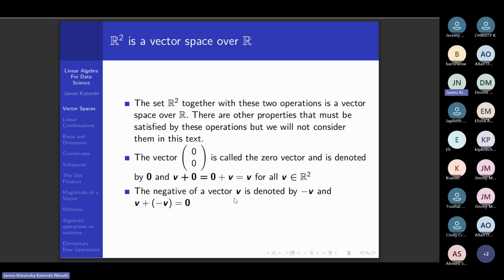The other special vector that we can talk of is the negative of a vector. So if you have a vector v, its negative is denoted by negative v, and negative v is a vector which when added to v will give you the 0 vector. So what this simply means is you multiply what is in v by -1 to get negative v.